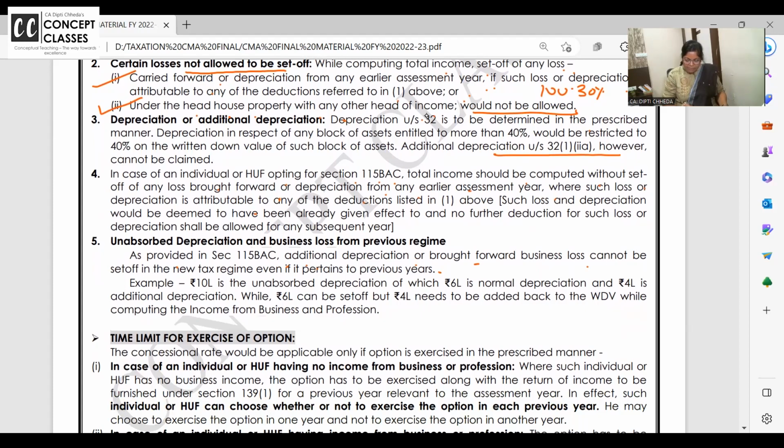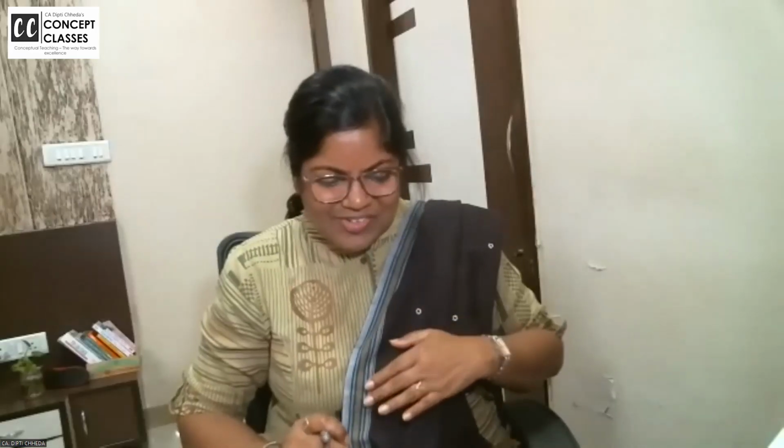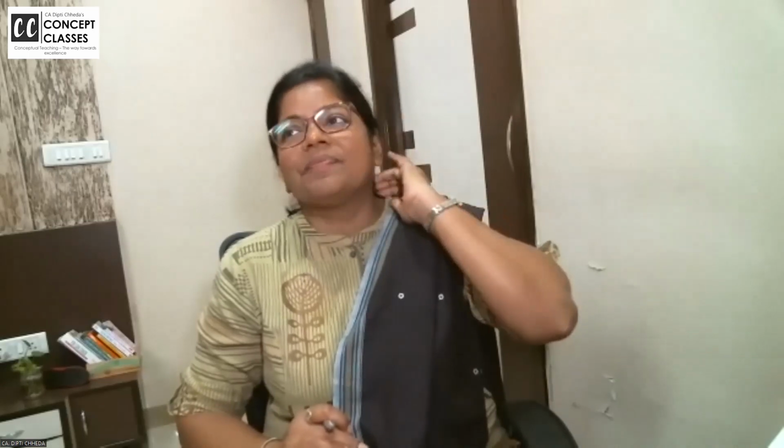10 lakhs is unabsorbed depreciation. You know, take a pause and listen to me. Unabsorbed depreciation can be brought forward and set off for n number of years. For this, we will have to go a little out of the background. Listen, all of you. Generally, all the losses can be carried forward for 8 years and set off. Speculative loss, losses from horse races, 4 years. Watch the set off revision lecture.